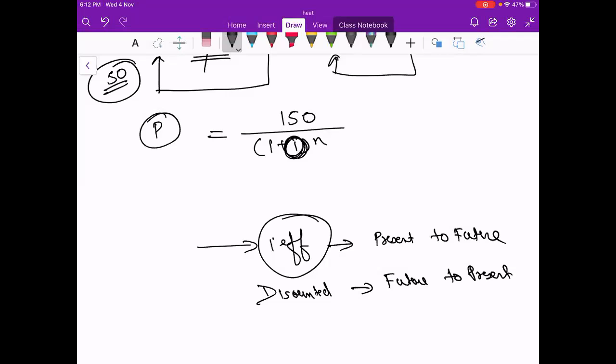Everyone got this? Now it is clear. Whatever value you are getting in the future, if you compare it with the present value, the present value is always less than that. The difference is known as discount. Everyone is clear with this?